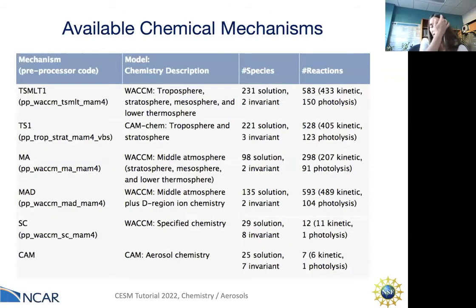And all these chemical mechanisms are available. The most complicated one is the one in WACCM, which is what Mike already explained: the troposphere, stratosphere, mesosphere, and lower thermosphere mechanism, or TSMLT.